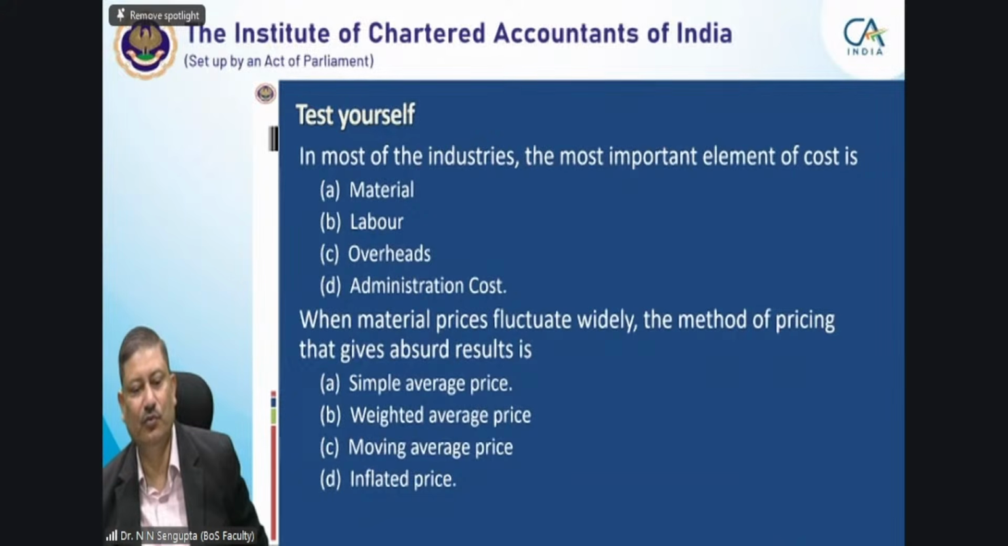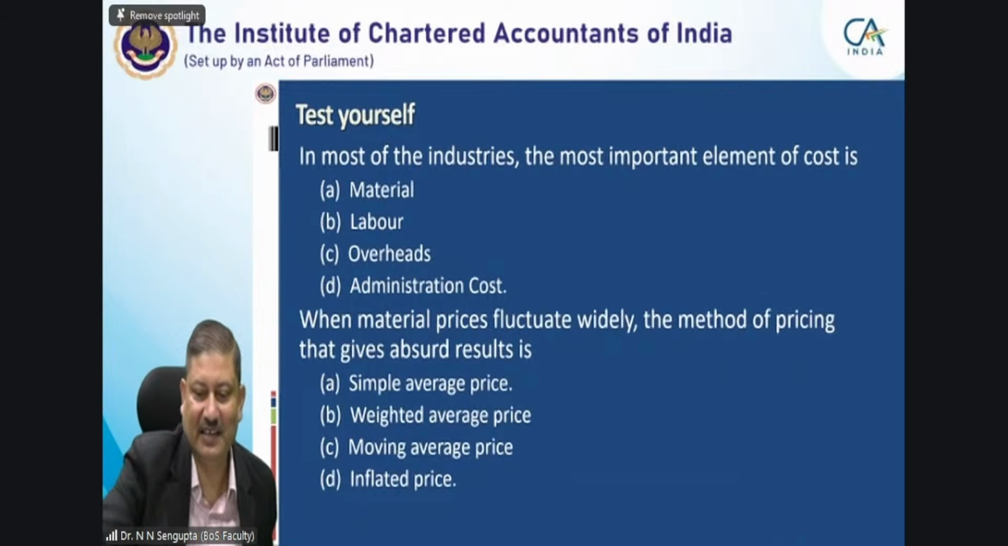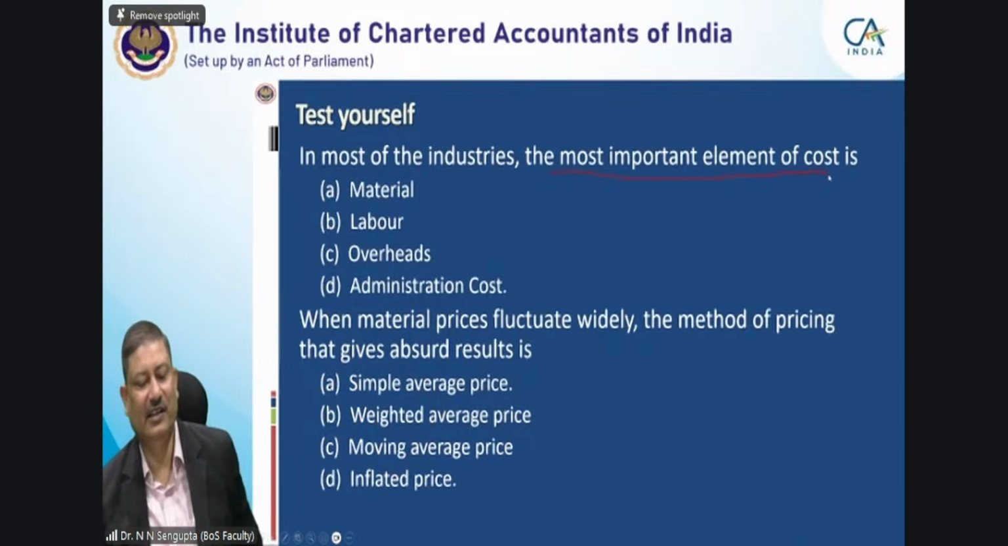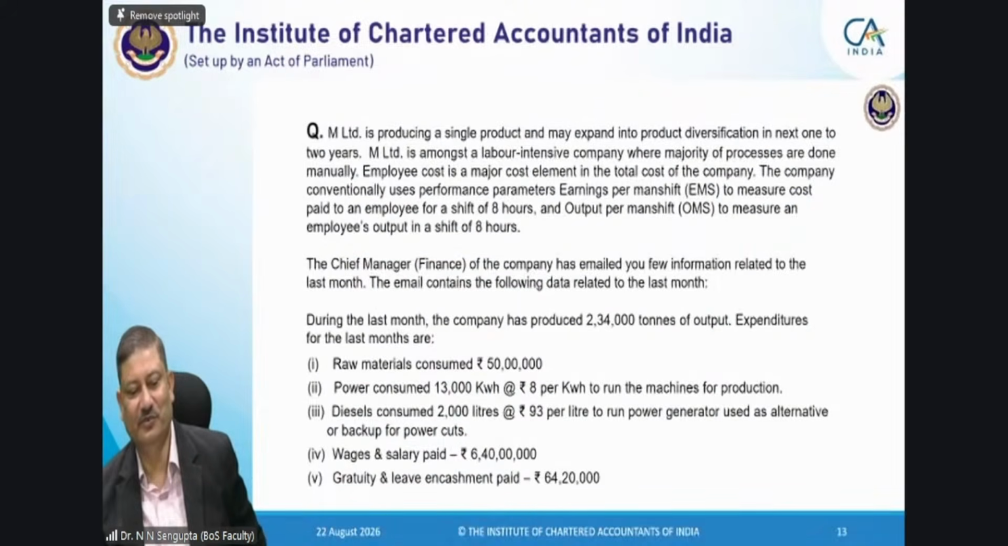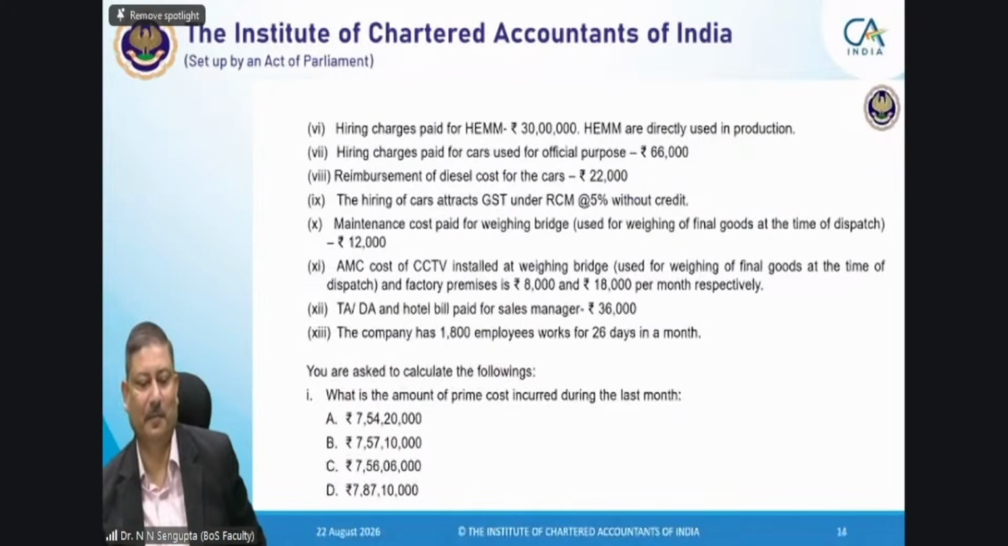So these are two questions. In most of the industry, the most important element of cost is what? In most of the industry, there are exceptions. This is the first question. And second is, when material price fluctuates, means sometimes it goes up, sometimes goes down, which technique of pricing do you think gives absurd results or does not give correct results? So these are the two questions which were given.